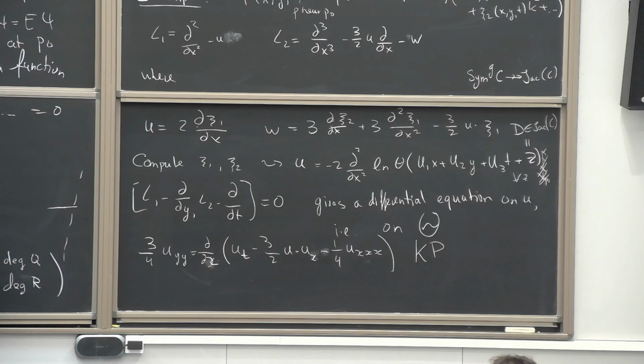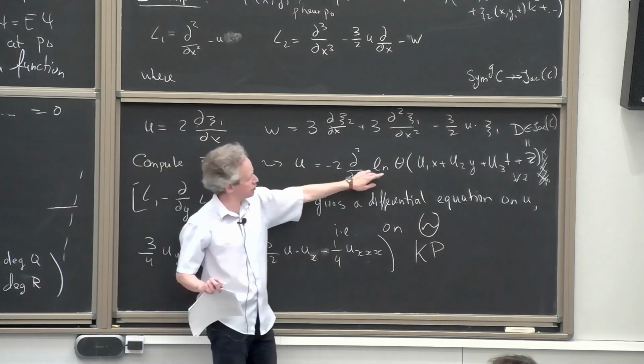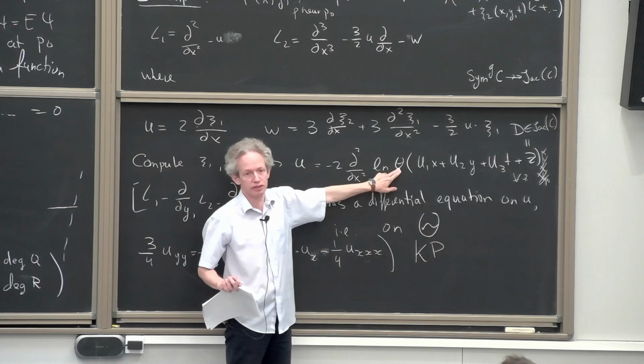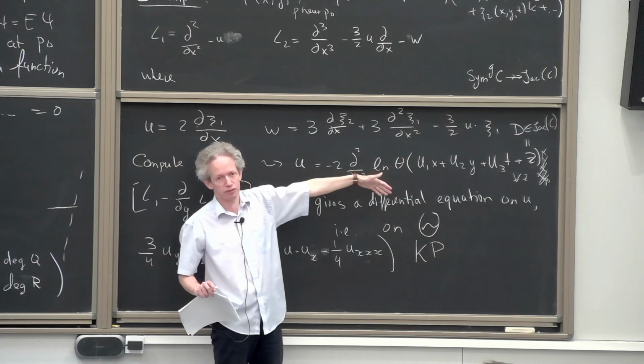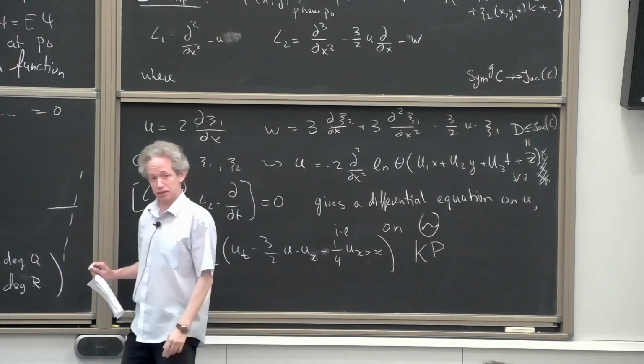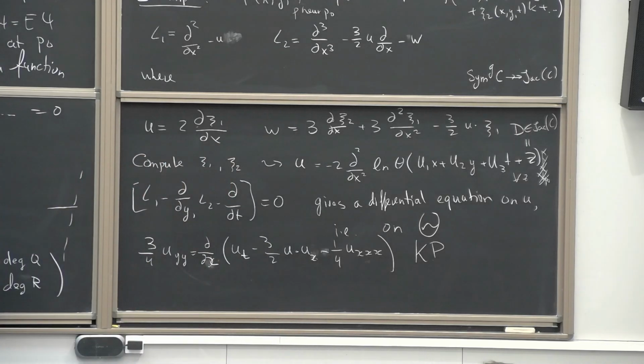For any curve C, for any parameters x, y, t, for any point P naught, the same. Well, what do you mean the same? U is the derivative of a theta function of that curve. The theta function knows which curve we're taking. But the formulas are exactly the same. The whole machinery is completely formal and universal.